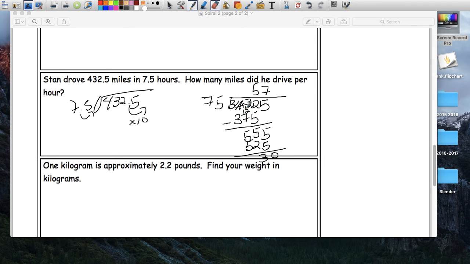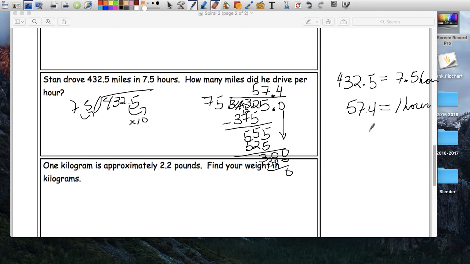Okay, we can continue. Add a decimal. Bring 0, bring the decimal up. Bring that 0. 75 going into 300. Well, 75 plus 75 is 150, plus 75 is 225, and that is 4 times. That gives us 300, and no remainder. Beautiful. So 432.5 miles in 7.5 hours. So that means that every hour that he was out there, in 1 hour, he did 57.4 miles.